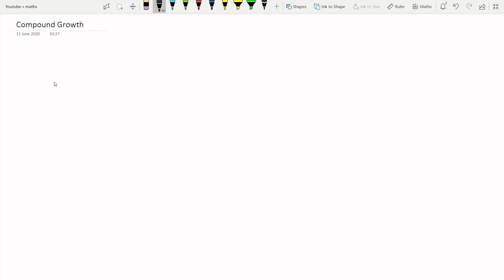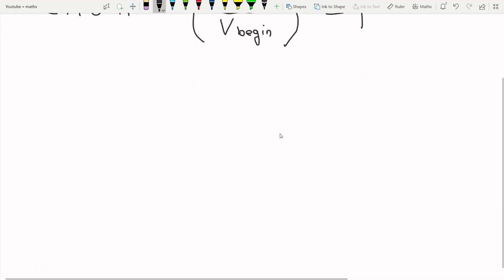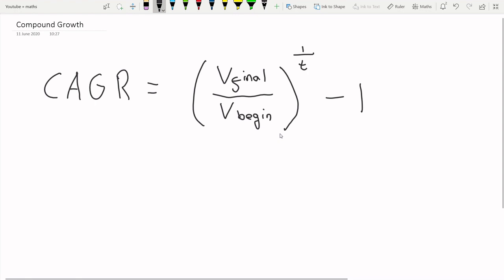The formula for compound annual growth rate is this: CAGR, compound annual growth rate, equals V final value over V beginning, all to the power 1 over time in years, minus 1. But first we're going to look at normal growth.